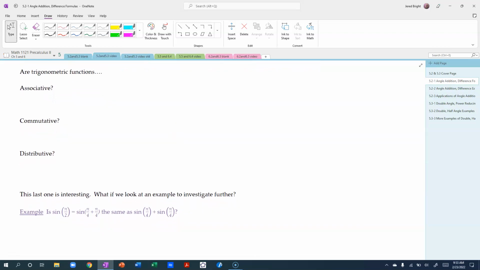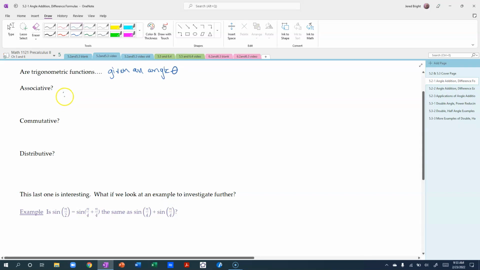So first, I want to imagine that we're given an angle theta for all of these. With this, is it associative? Associative, you might not remember exactly what that is, but that says that if we have three trig functions in succession, so cosine and then tangent, and then we group them, maybe the first two, for instance, is that the same as if we look at the same three trig functions and just group the last two instead?